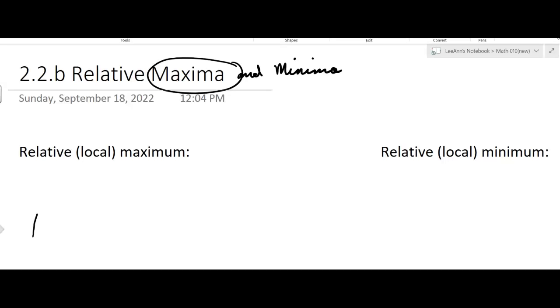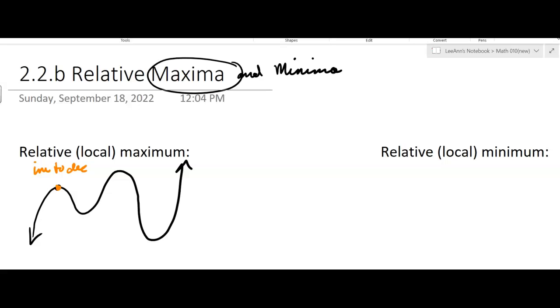Let's say you have a graph like this. A local maximum is where it's kind of in the area, it's peeking out. It's like the top of the hill. So this would be a local or relative maximum. It's where it's changing from increasing to decreasing. So change from increase to decrease. Okay? That's called a local maximum or a relative maximum. They use the word relative more, so I should say relative maximum.